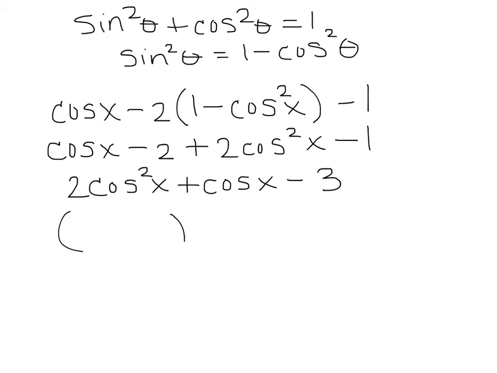Using my factoring skills, 2 cosine squared x has to be a 2 cosine x and a cosine x. Since the middle term has to have a 1, I will need to put the 3 here and the 1 here. The outer terms now make 2 cosine x. The inner terms make 3 cosine x. Since the middle term is positive, you need a plus on the 3 and a minus on the 1. If you FOIL this out, you should get back to the equation above.